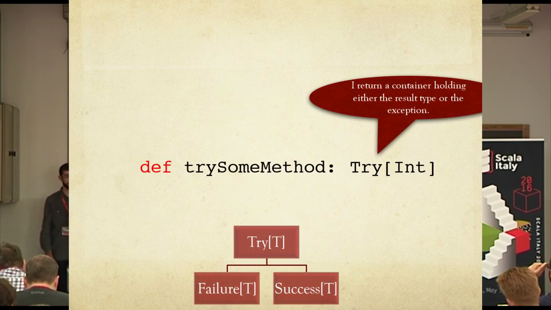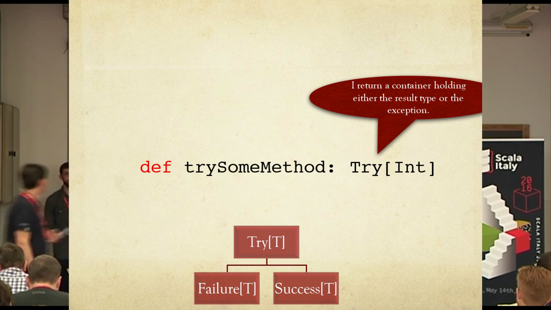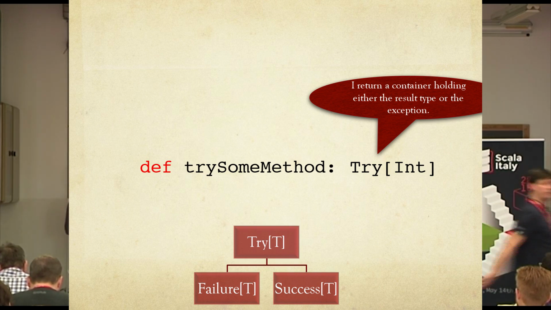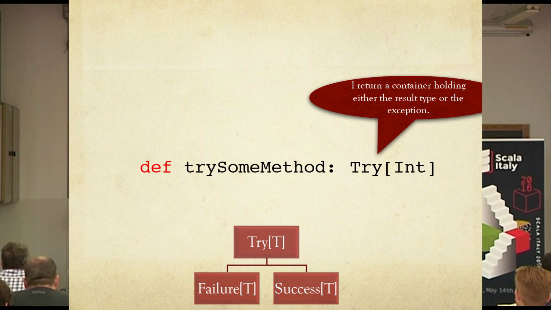So first I'm going to just talk about the Try type. This is part of the Scala standard library. What's returned is either a success type containing the result of the operation or a failure containing the exception.